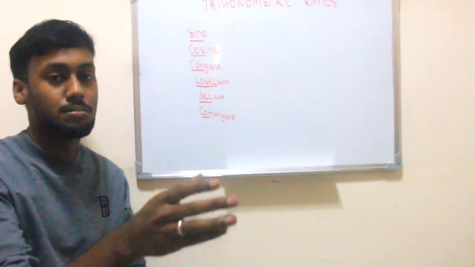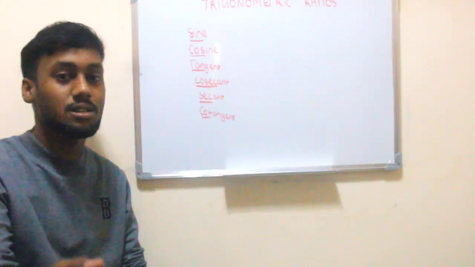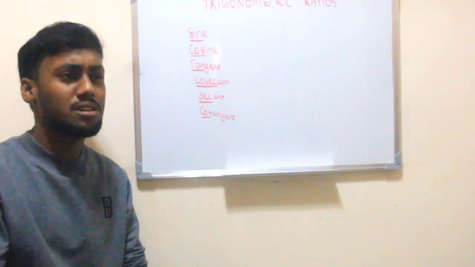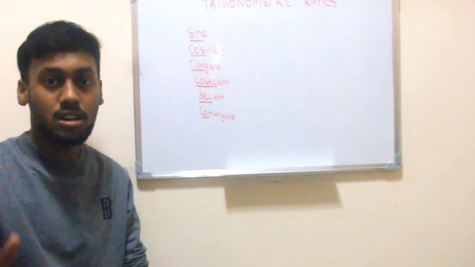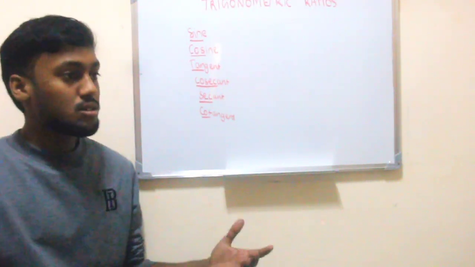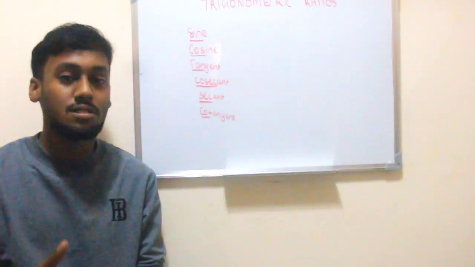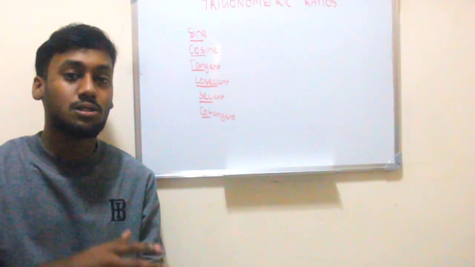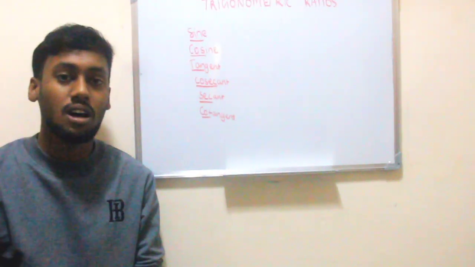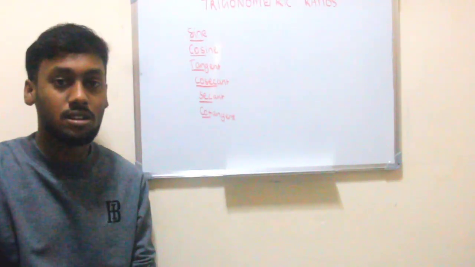Trigonometry is a branch of mathematics which deals with the functions of angles to calculate faraway distances, heights, etc. Have you ever wondered how scientists calculate the distance from Earth to the Sun and from Earth to the stars? How do they know it? It's all based on trigonometry.